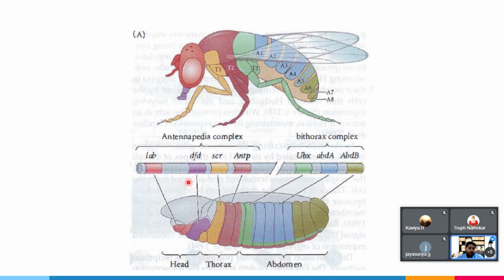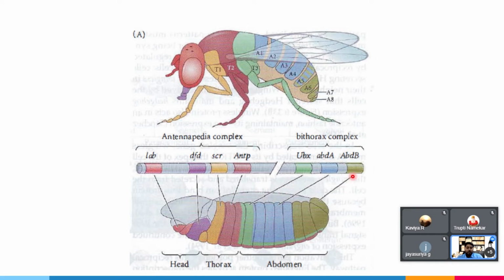So the first thing we have to look into is that the expression of Hox genes is collinear with their order on the chromosome with respect to how they are expressed in the embryo itself. For example, in the Antennapedia complex, there are the genes labial, DFD, SCR, and Antennapedia itself. They are expressed in the same order. Labial is expressed first spatially, at the anteriormost point, followed by DFD, followed by SCR, followed by Antennapedia.